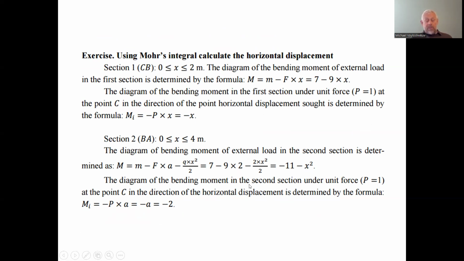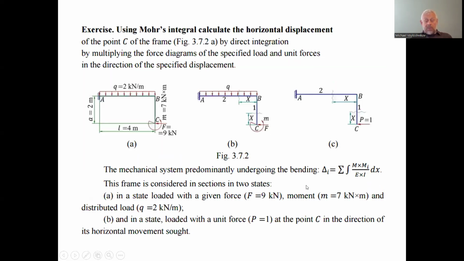The diagram of the bending moment in the second section under the unit force is a constant, so evenly distributed constant. Why? Due to this leg being parallel to the line of action of the unit force. So the unit force caused the bending moment in the point B by the arm 2. So unit force 1, the rotation moment is 2, equal to the arm BC, and along the second element of the mechanical system, this bending moment does not change.